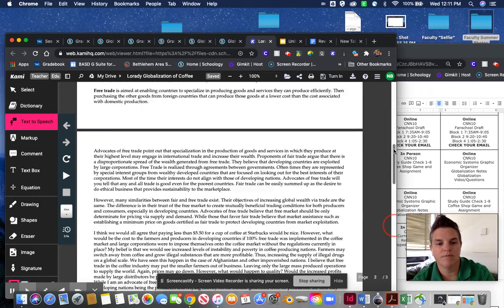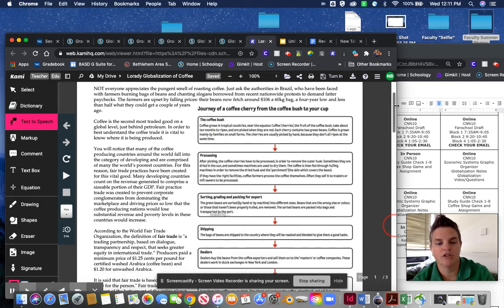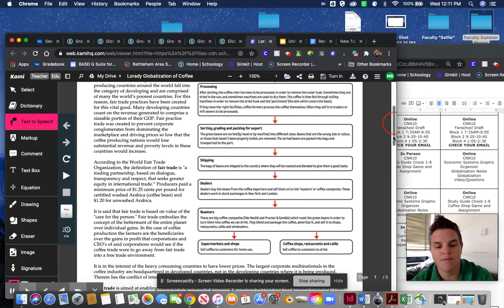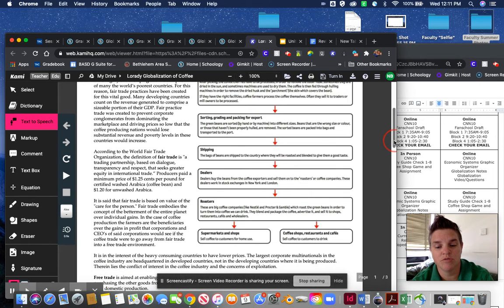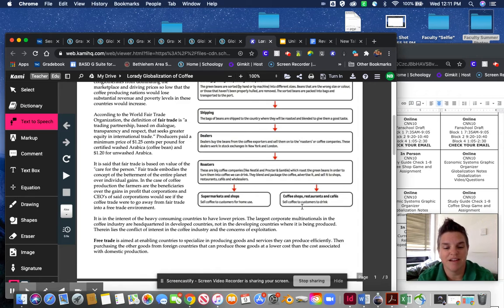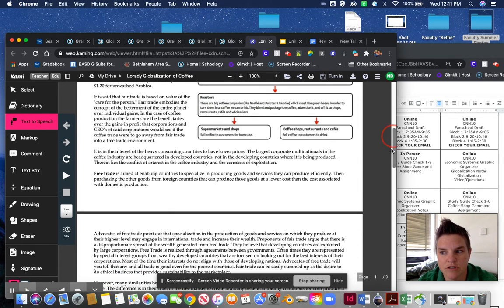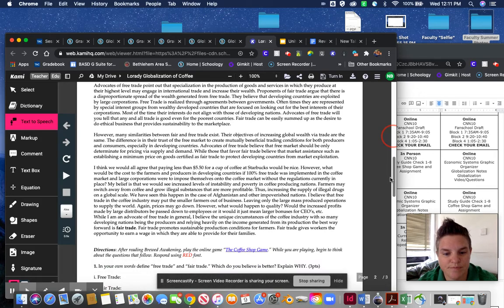And at the top of the assignment is a reading and a chart. The reading will answer question number 1 and explain a little bit about the difference between free trade and fair trade. And then this chart here with the arrows is the journey of the coffee bean into basically a cup of coffee. And you're going to need to use this chart to answer questions 3 and 4.